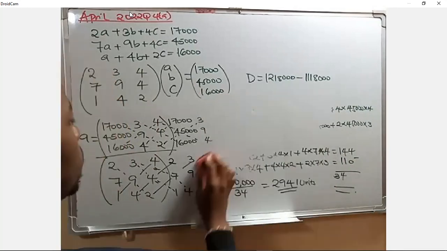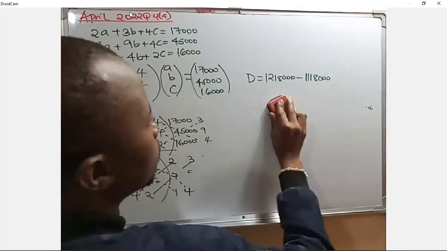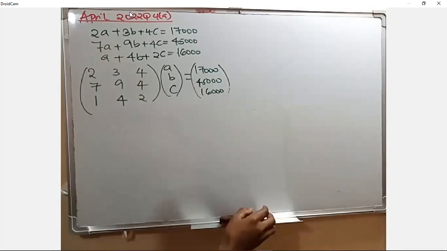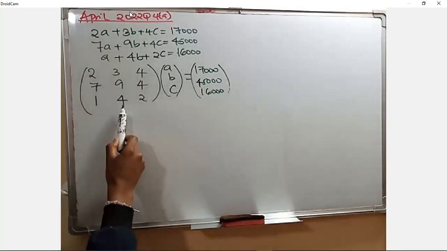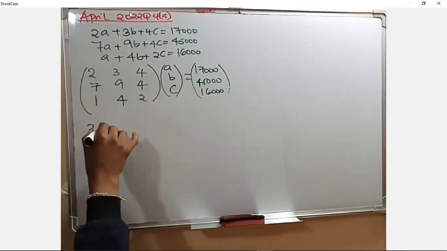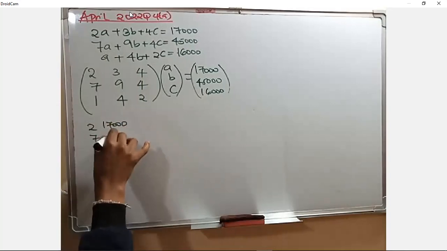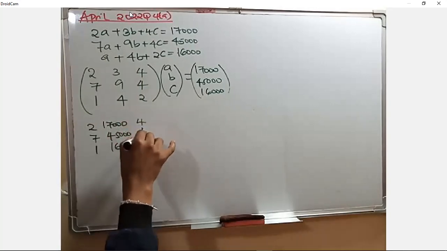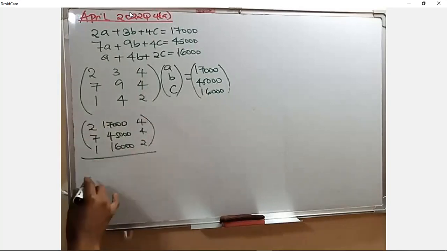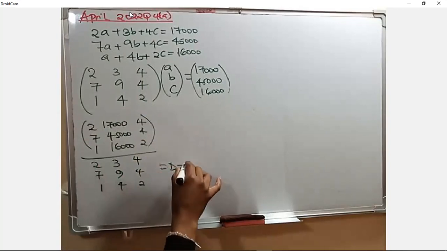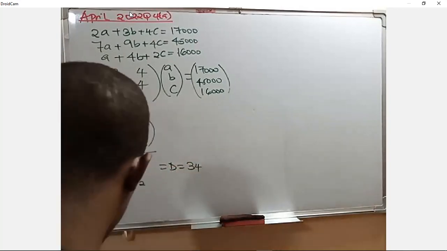Let us do for B now. And we do the same. Now to calculate for B, I'm going to be replacing the second column in our matrix. So it will be 271. We have 17,000, 45,000, and then we have 16,000. Then we replace the third column, 442. We copy paste, sorry. Then you divide by the original matrix: 2, 7, 1, 3, 9, 4, 4, 4, 2. We said here the determinant is 34. That is how easy it is. I'm not going to be calculating it again.